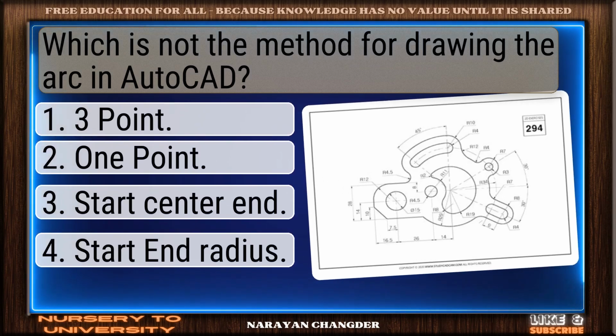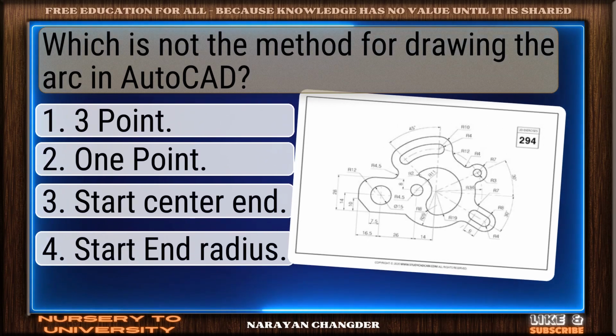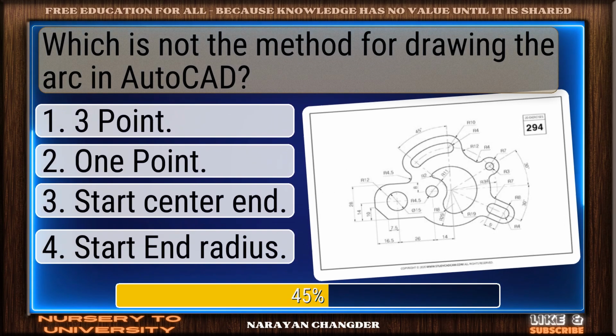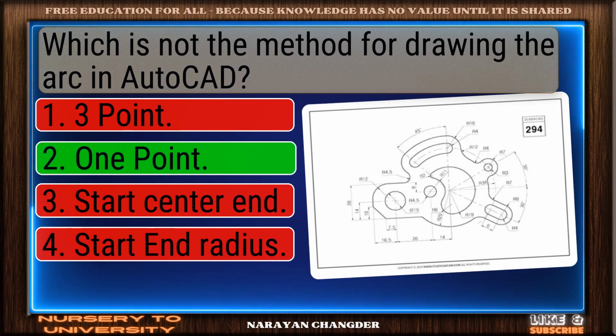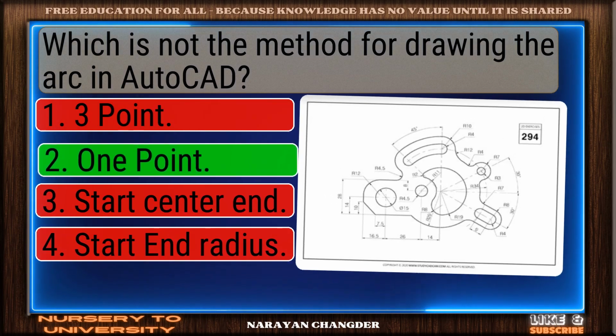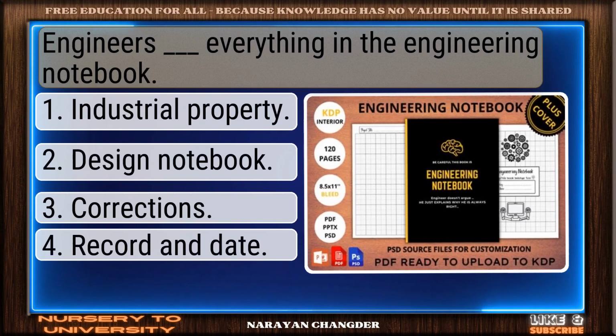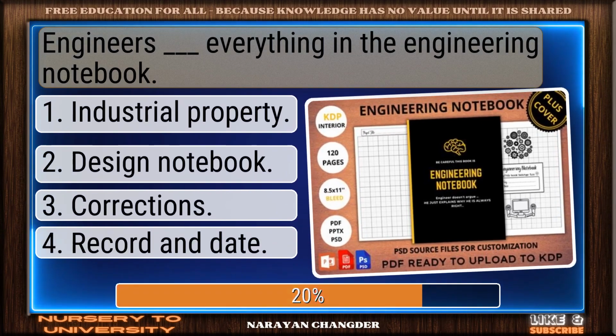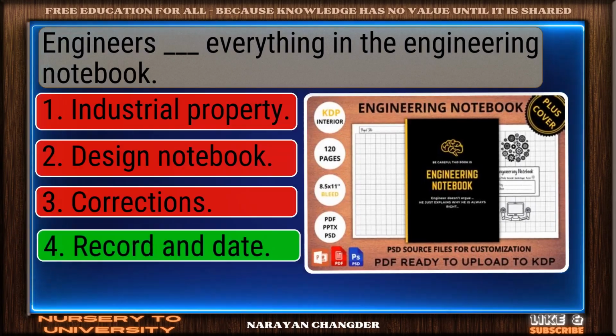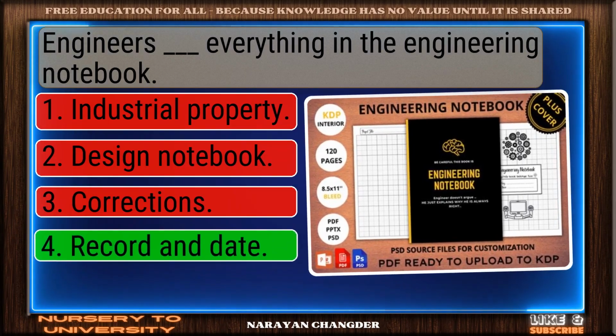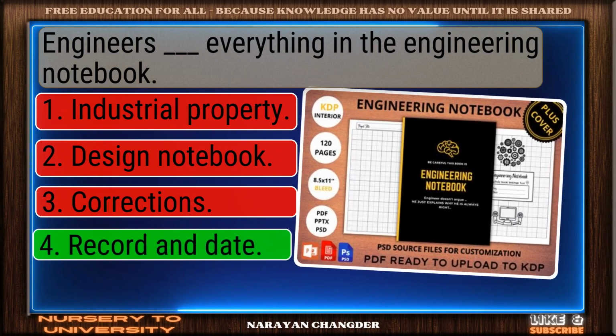Which is not the method for drawing the arc in AutoCAD? Well picked. 1 point is the correct answer. Engineers dash everything in the engineering notebook. Sharp thinking. Record and date is the right choice.